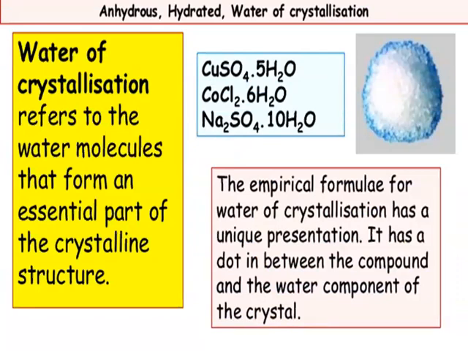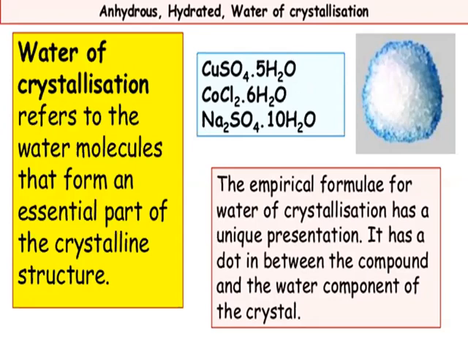A few examples are copper sulphate pentahydrate, cobalt chloride hexahydrate, sodium sulphate decahydrate. The empirical formula for water of crystallization has a unique presentation. It has a dot in between the compound and the water component of the crystal. So the naming of the salts also includes two parts, the name of the salt and the number of water molecules present in it.